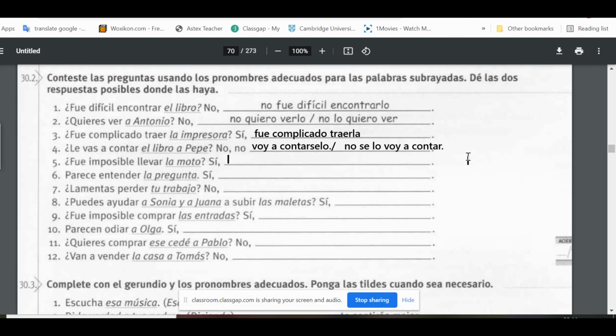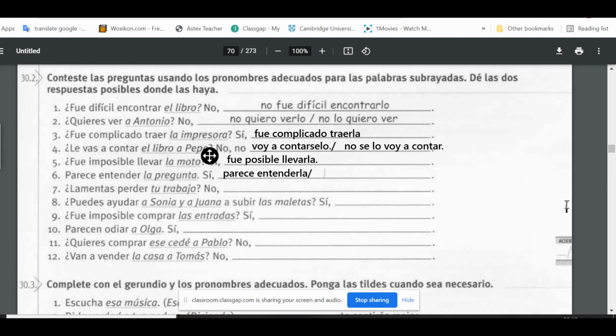Okay, número 5. Fue imposible llevar la moto. Sí, fue imposible llevarla. Over here you only have one verb, no problem, and also one object. Parece entender la pregunta. Sí, parece entenderla.